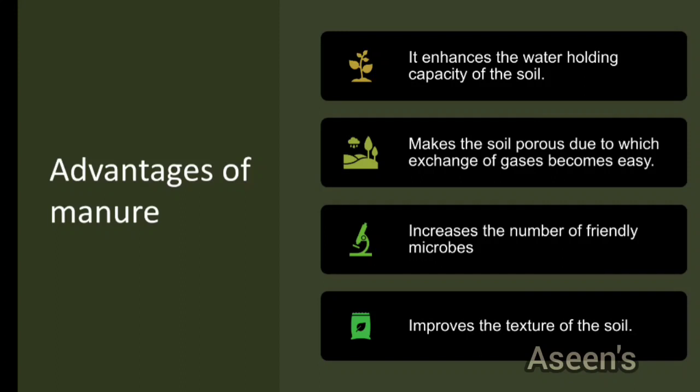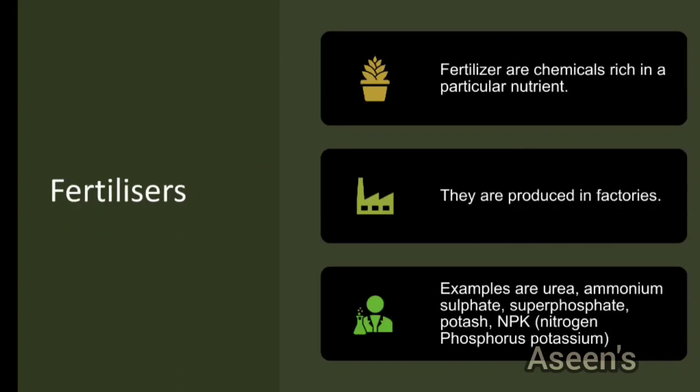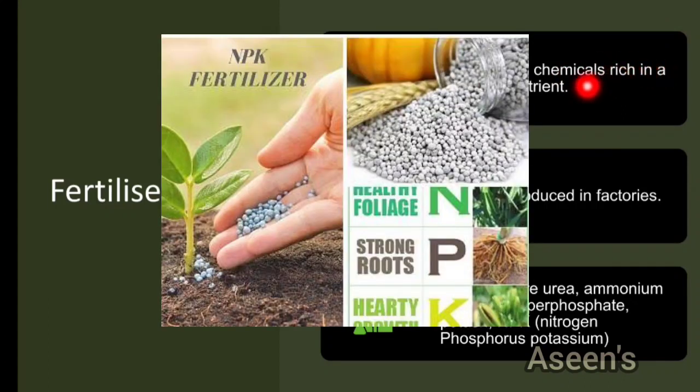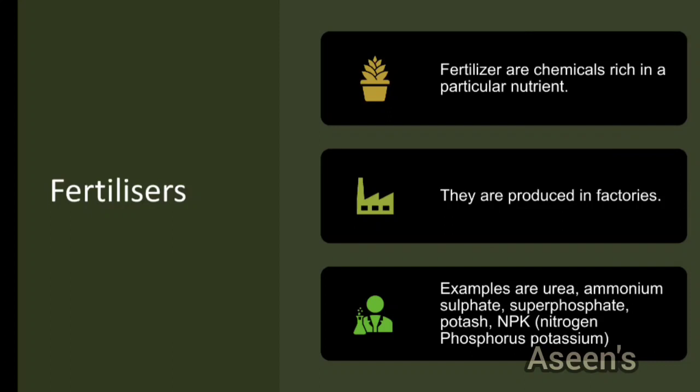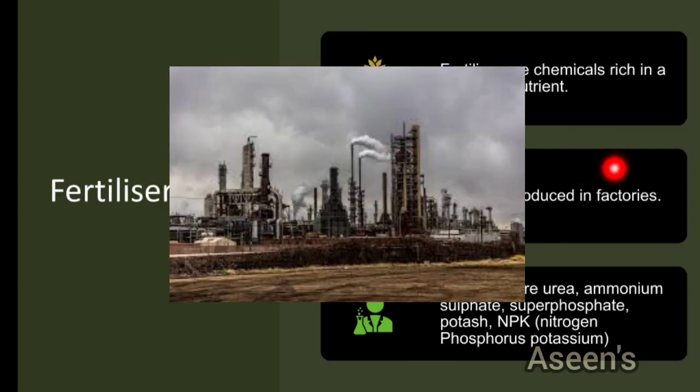So that was about manure. Now let's talk about fertilizers. What are fertilizers? What is the difference between manure and fertilizer? Fertilizers are chemicals. They are rich in a particular nutrient. They are not natural; they are completely man-made chemicals, designed in such a way that they are rich in a particular nutrient or nutrients. They are produced in factories. As you have seen before, manure was manufactured in pits; here they are manufactured in factories.